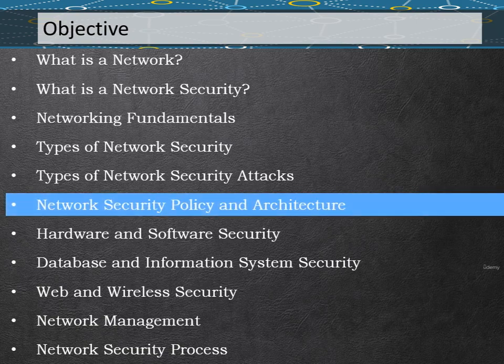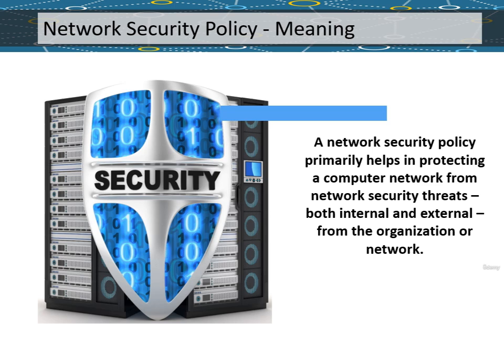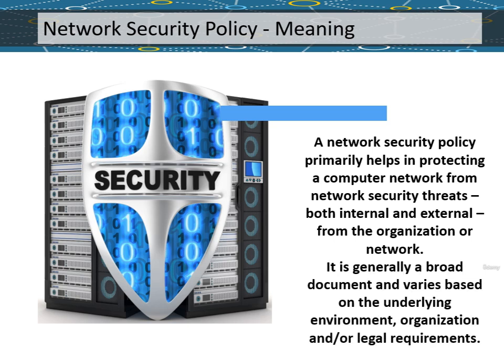Next, let's look at network security policy and architecture. Network security policy meaning. A network security policy primarily helps in protecting a computer network from network security threats, both internal and external, from the organization or network. It is generally a broad document and varies based on the underlying environment, organization, and/or legal requirements.